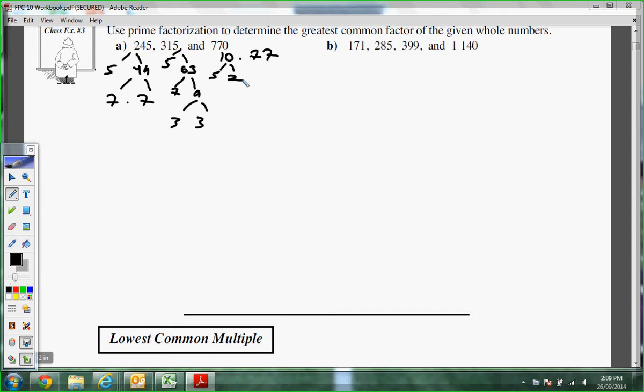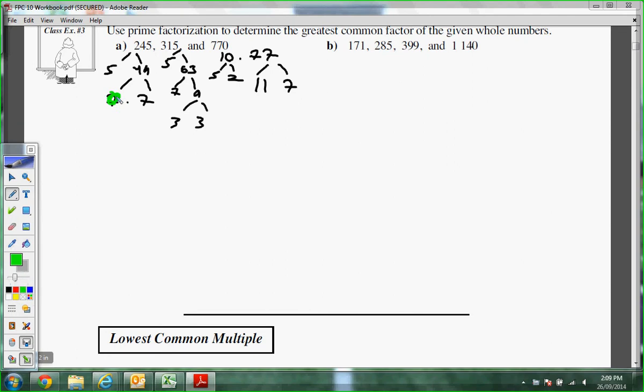No. Think about, we did 77 already. There you go. Okay, 11, 7, 5, and 2. Okay, so now let's go through and find our similar ones. They all have a 7.